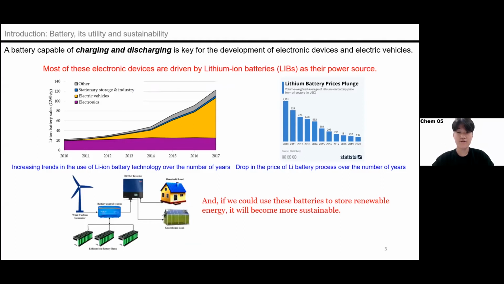In the current world scenario, electronic devices and electric vehicles are key for a sustainable future. And most of these devices and vehicles are powered by lithium-ion batteries. From the left graph, it is clear that lithium-ion battery technology use is increasing over the years, while the cost of lithium-ion battery has decreased. Further, if we can connect renewable energy sources with battery for storing the renewable energy, it will lead to sustainable energy storage. Like this, lithium-ion battery has utility and sustainability.